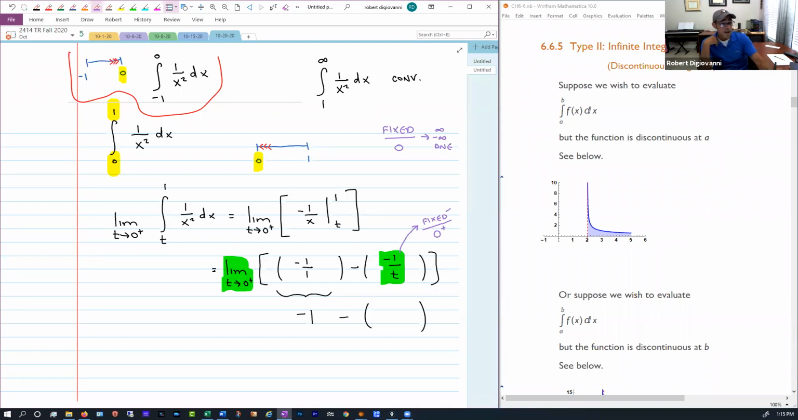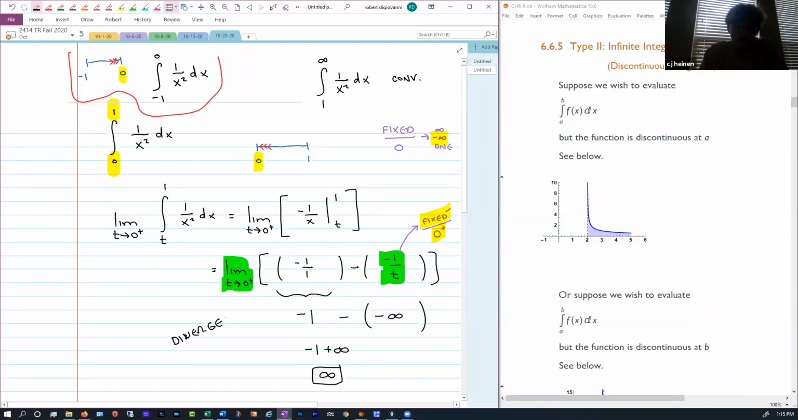For us, we actually know that the top is fixed and negative. We know that the bottom is approaching 0, but always positive. So a negative divided by a positive will always be negative. So that means that for us in this problem, it would have to be negative infinity. So we're going to negative infinity here. So you get -1 plus infinity. So this thing is headed to infinity, which means it diverges.